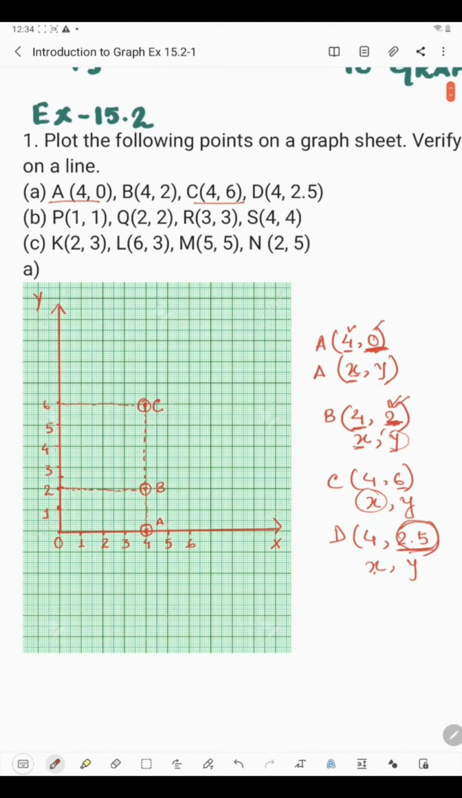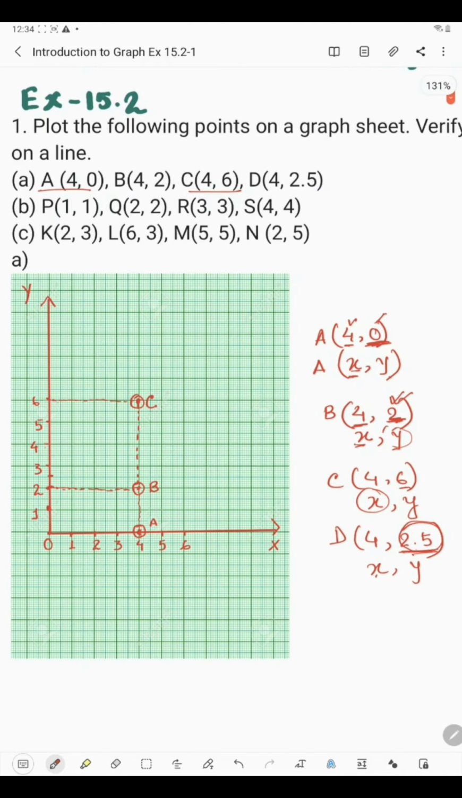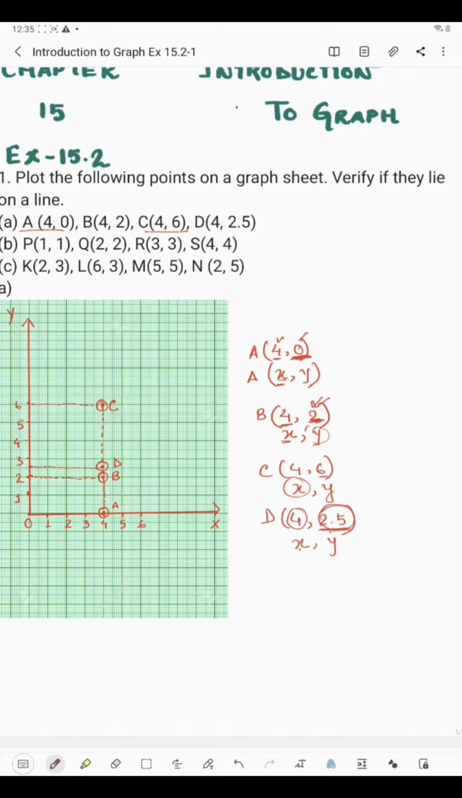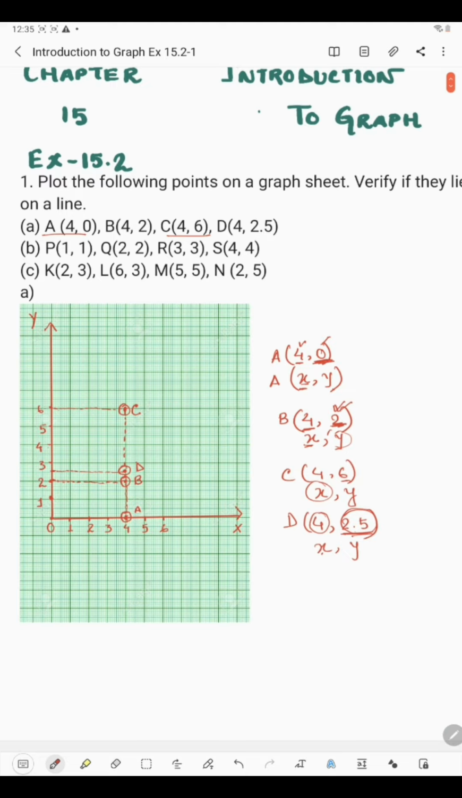Now if you draw a line here, and on the x-axis we have 4. So this is the line. These two lines meet over here. So this is point D. Okay, so this way we will have to plot the points on the graph sheet. After plotting this, we need to verify if they lie on a line. What we have seen is that all these points A, B, C, D lie on a line.